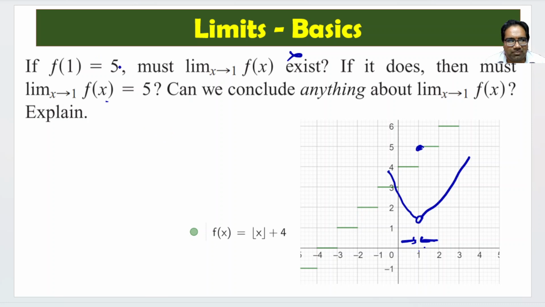Right, f of 1 can be 5, f of 1 can be 10, but the limit can be something else. The limit depends on how the function is moving when you are approaching from the left and from the right. f of 1, you can decide whatever you want.